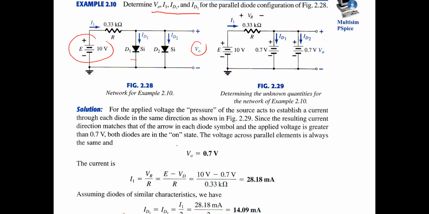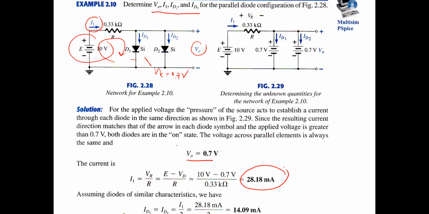Okay, on means that the voltage of D1 and the voltage of D2 are similar, 0.7 volts. Because the output voltage is parallel to D1 and D2, VO is also 0.7 volts. And then what is the current? The current is I1 here. I1 is VR per R. How do we get VR? We can use Kirchhoff here: E minus VD. So 10 minus 0.7 per R, which is 0.33 kilo ohm. So we have I1 is 28.18 milliampere.